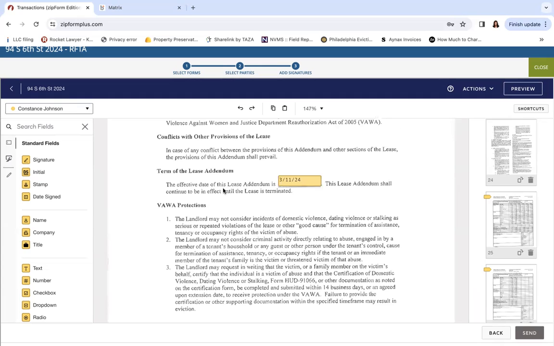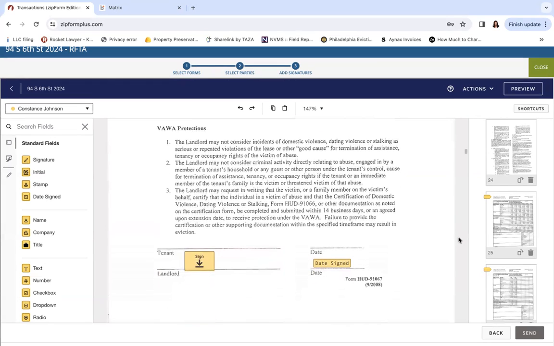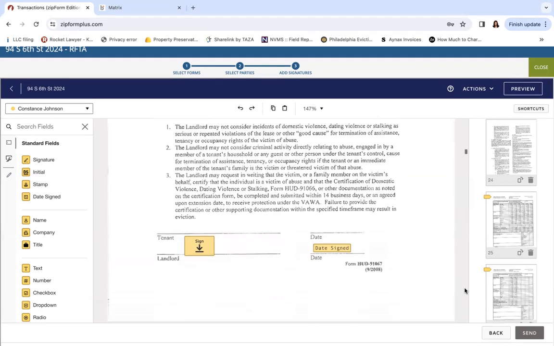The effective date of the lease addendum is today's date. This lease addendum shall continue to be in effect until the lease is terminated. You're going to have the tenant sign and date here, and the landlord is going to sign and date here.